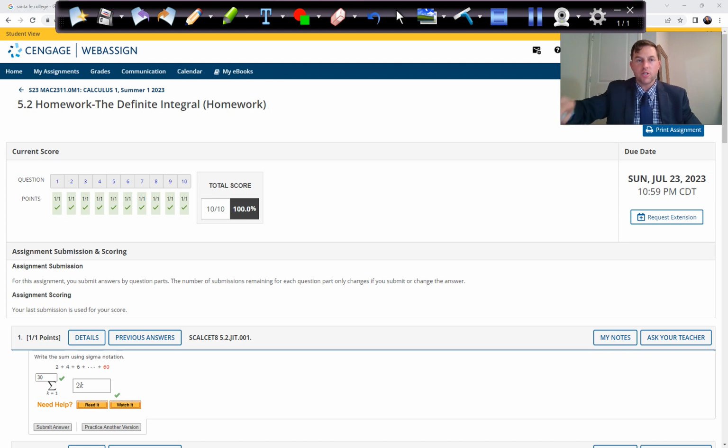In Chapter 5, Section 2, we'll look at the definite integral, which we'll build on towards the conclusion of Calculus 1. So let's look at problem 1. It says, write the sum using sigma notation. So we have 2 plus 4 plus 6 plus dot, dot, dot, plus 60.